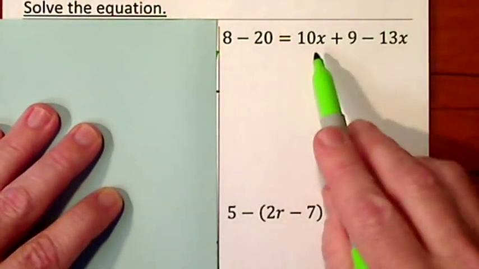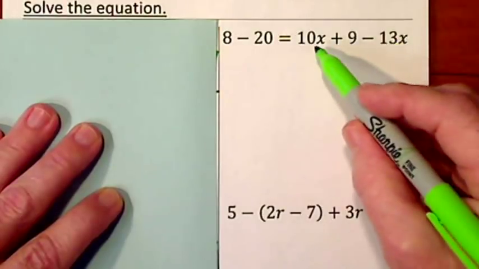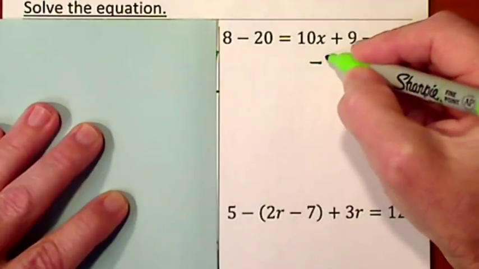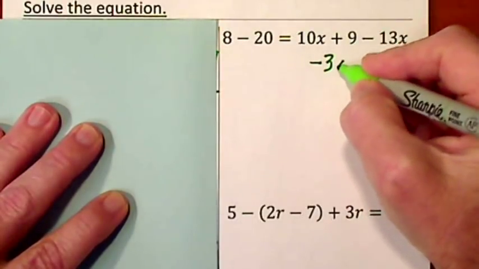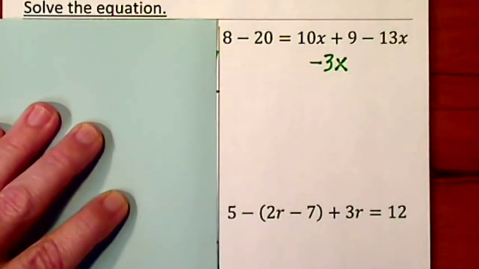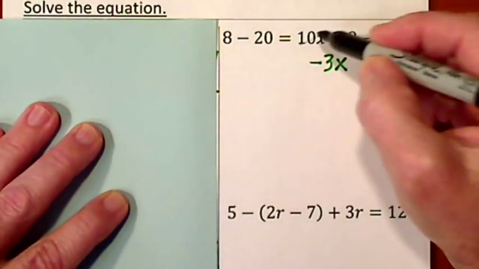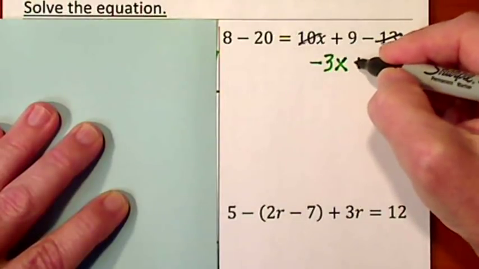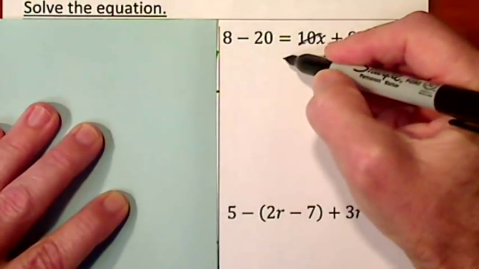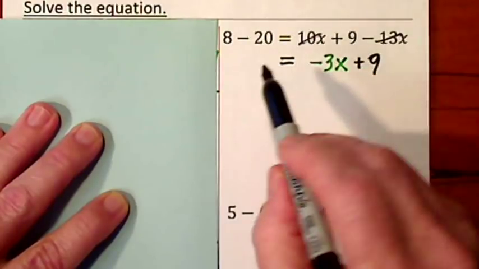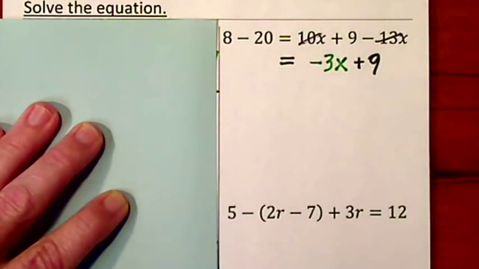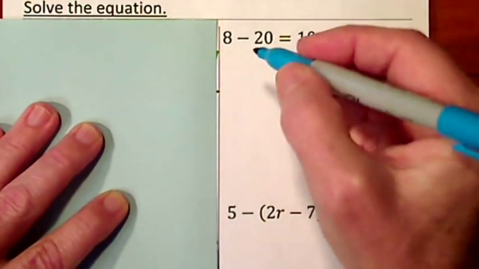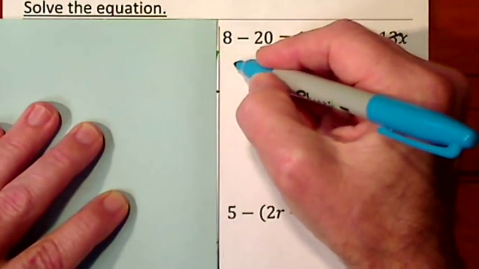So we can combine like terms here. Positive 10, negative 13 yields a -3. And the x just comes along. So we've taken care of that, we've taken care of that. We just have our positive 9. And bring down everything on the other side. Oh, we have two like terms. So we can combine positive 8, negative 20, combine to give us a -12.